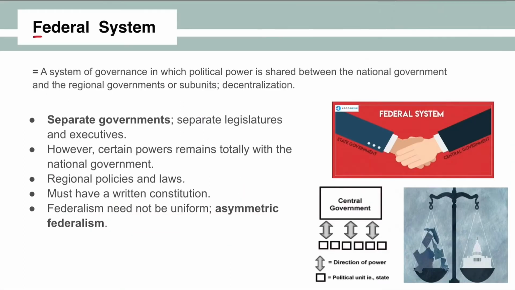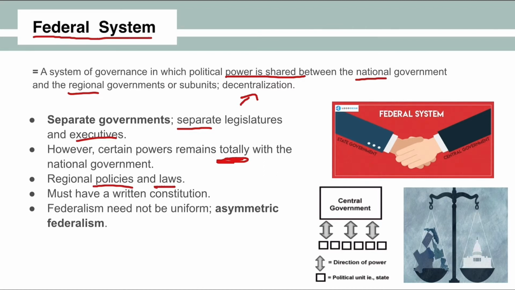And now for the federal system, which is basically when the power is shared and distributed between the national and regional governments. So basically decentralization. Its characteristics are that since a lot of subunits were given power, they would also have their own governments, and so there would be separate legislatures and executives. However, certain powers remain totally with the national government, like foreign policy, the military, and defense. And they would implement regional policies and laws.